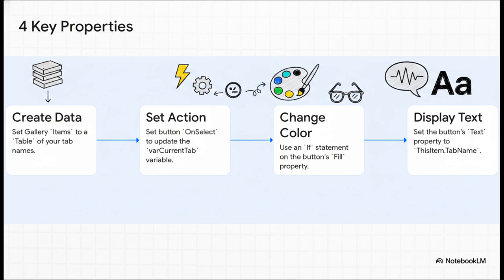First, you create your tab names in a simple little table. Second, you set the onSelect action for your button to update our magic variable. Third, you use a quick if statement to change the color of the active tab so the user knows where they are. And finally, you just display the tab name. That's it. That's all it takes to build a fully functional tab navigation.